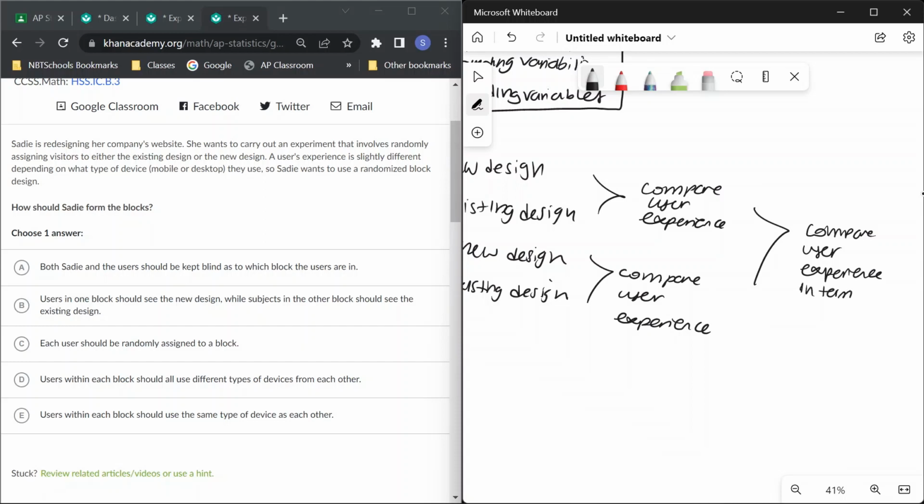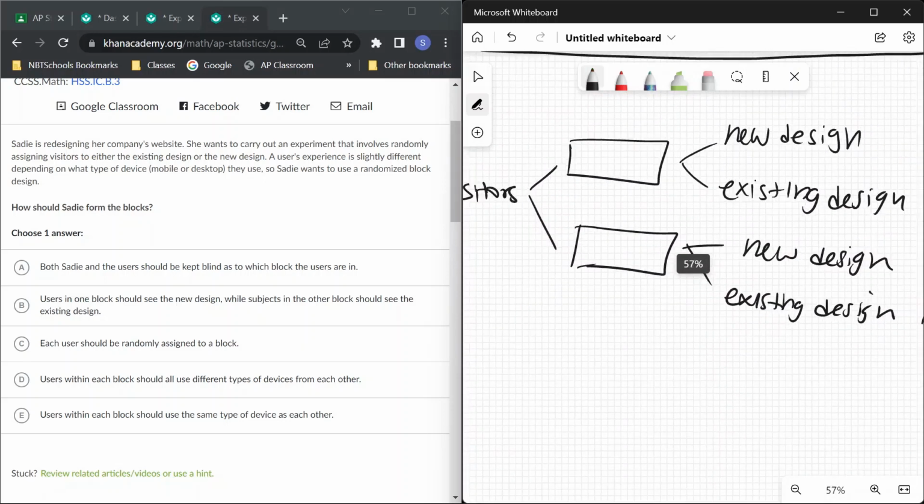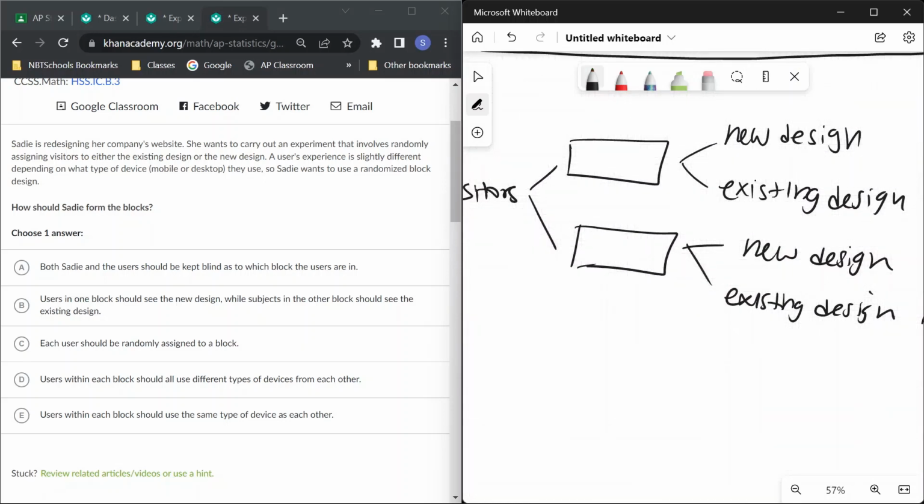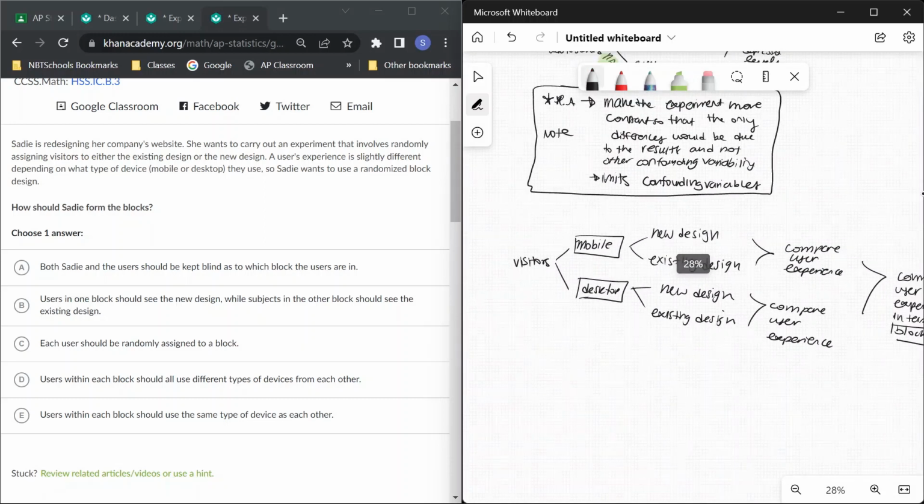in terms of the blocks that we made, which are the boxes. Oh, and we don't need to see the answer choices, I think, because it says that depending on what type of device, mobile or desktop. So this would be mobile or desktop. There we go. Because we're trying to find visitors who are on mobile and visitors who are on desktop, and they both get their design.